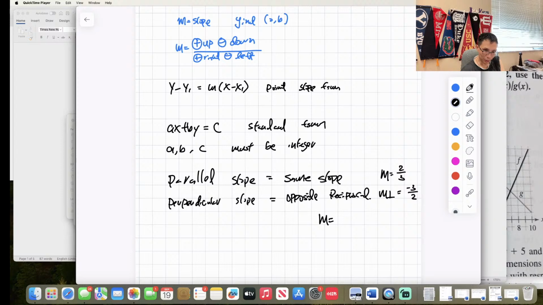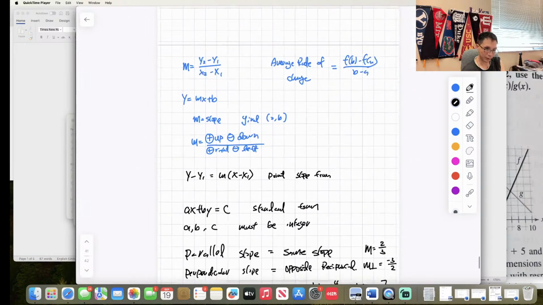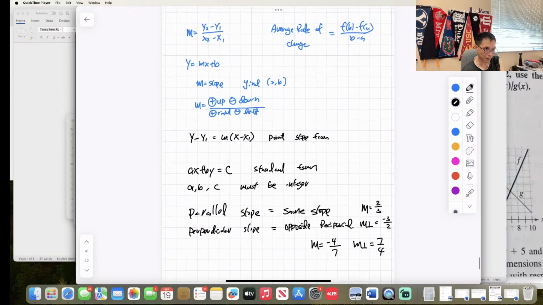If m is equal to negative 4/7, then the perpendicular slope is going to be what? 7/4, positive. Make sure you know all this stuff. All this stuff is like a crash course. I don't want you to have to go back and study those things. I want you to have actually already studied here.